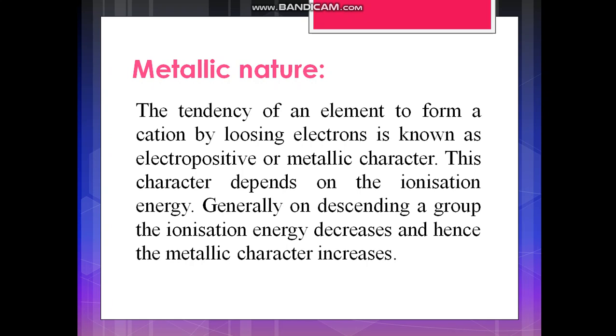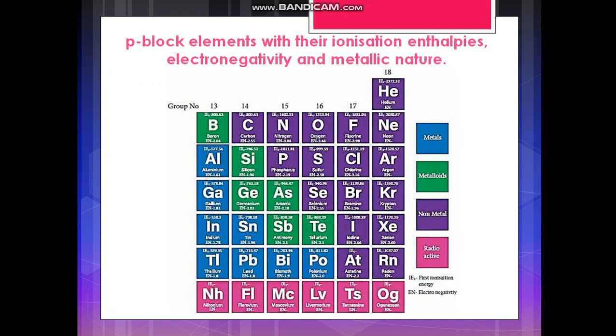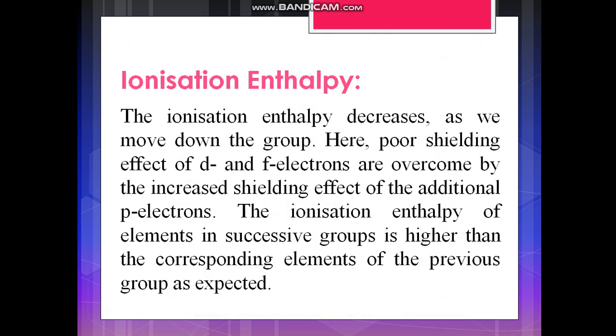And this character depends upon the ionization energy with which they form the cations. Generally, when we move down the group, the ionization energy decreases and hence the metallic character increases. The next character of the p block elements is ionization enthalpy, or in other words ionization energy.